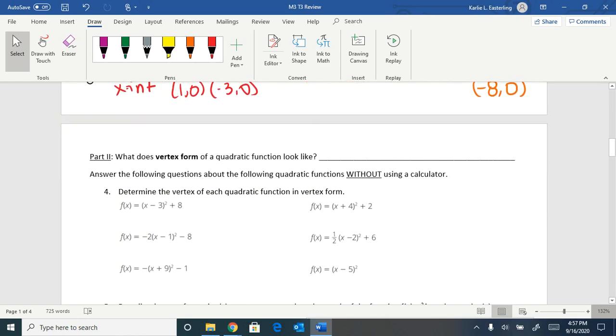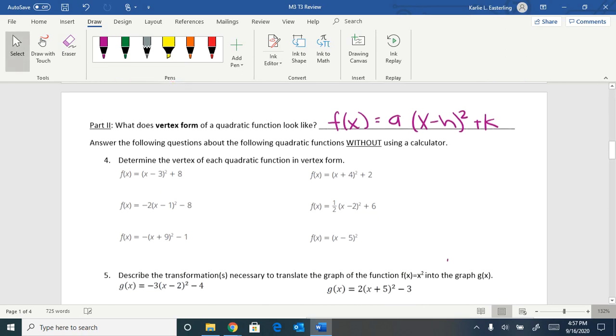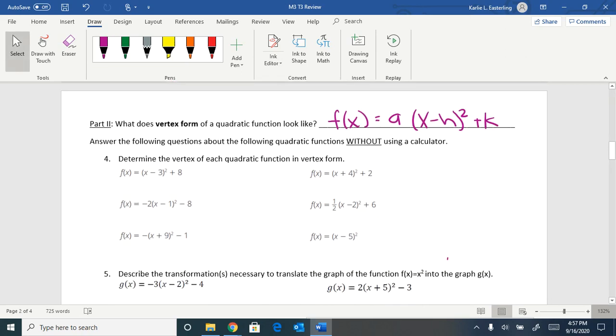All right, so now we're going to talk a little bit about vertex form. Personally, my favorite form. So hopefully at this point you have recognized that f of x equals a parentheses x minus h squared plus k is that vertex form. So then we're asked to determine the vertex of each of the quadratic functions in vertex form without using a calculator. And hopefully you remember that our vertex is h comma k, so all we got to do is find our h value and our k value.